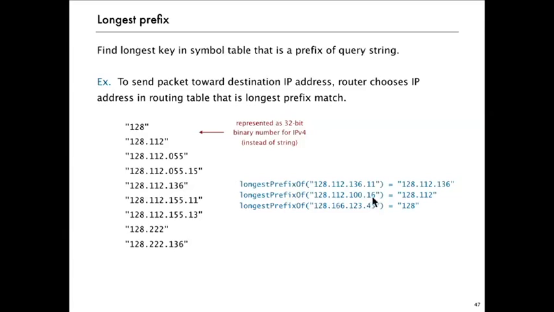Longest prefix match of, say, this one, well, it doesn't know how to get any further than 112, and this other one only to 128. And this operation gets performed extremely often on the internet nowadays. Just a quick note, it's not the same as the floor function. It actually is a kind of a string operation. These things actually usually on the internet, they're not represented as strings, they're represented as binary numbers.